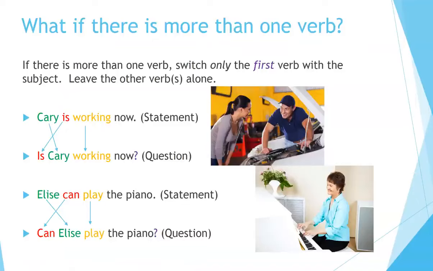What if there's more than one verb? If there's more than one verb, switch only the first verb with the subject. Leave the other verbs alone. For example, statement, "Carrie is working now." Question, "Is Carrie working now?" Statement, "Elise can play the piano." Question, "Can Elise play the piano?"